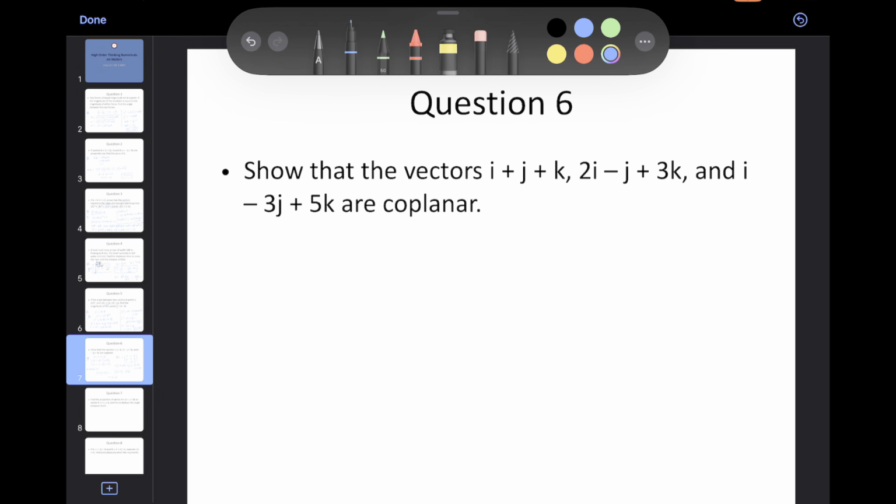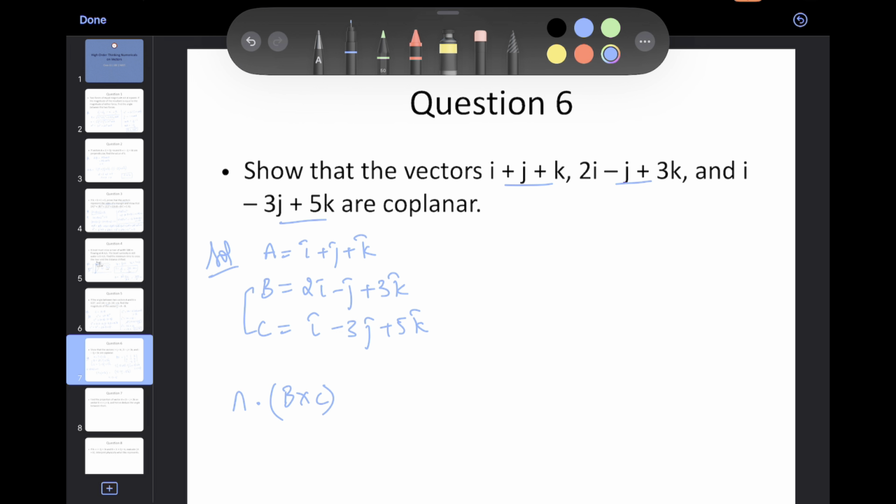Okay, so the next question is, show that the vector this, and this are coplanar. So for the coplanar, let's say first vector A to be i cap plus j cap plus k cap. Next is B, 2i cap minus j cap plus 3k cap. And C vector is i cap minus 3j cap plus 5k cap. Now to show that they are coplanar, you have to take the cross product of any two vectors, let's say B and C. If you take the cross product of B and C, you will get a vector which is perpendicular to both B and C. And if you take the dot product with the other, A, and the answer comes out to be 0, that means it is coplanar.